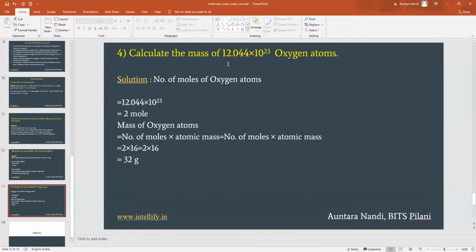Calculate the mass of 12.044 into 10 raised to 23 oxygen atoms. Now the number of moles of oxygen atoms. So here we are given this number of particles. So this divided by the Avogadro constant, that is 6.022 into 10 raised to 23, gives us 2 moles. That is 2 moles of oxygen atoms. Now we have to find the mass of oxygen atoms. Number of moles into atomic mass, that is 2 into 16, the weight of oxygen. 2 into 16 gives us 32.